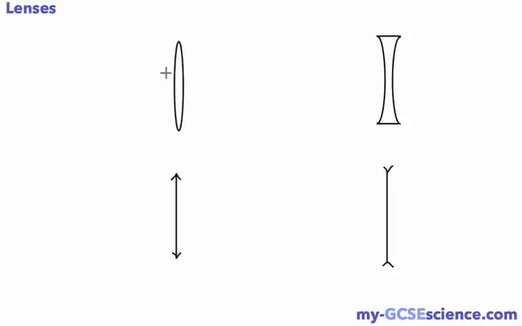So the first ones we're going to look at are the names of these two types of lens. This one on the left hand side is called a convex lens, sometimes called a converging lens. And it can be drawn in one of two ways, either like I've done at the top here, or just with a simple straight line with a couple of lines at the top looking like arrows at the top and the bottom.